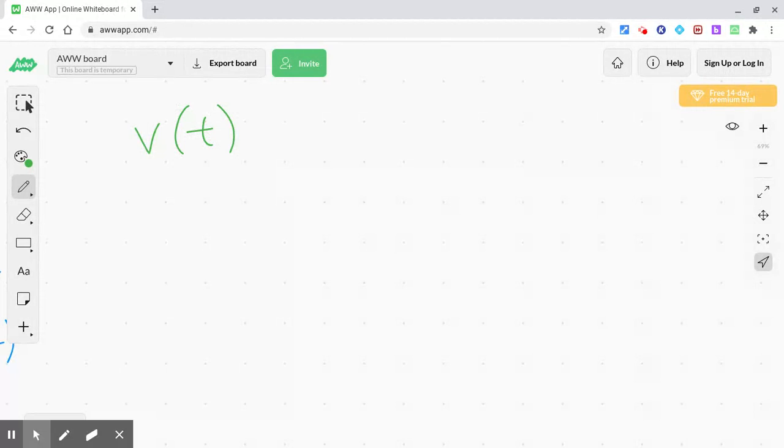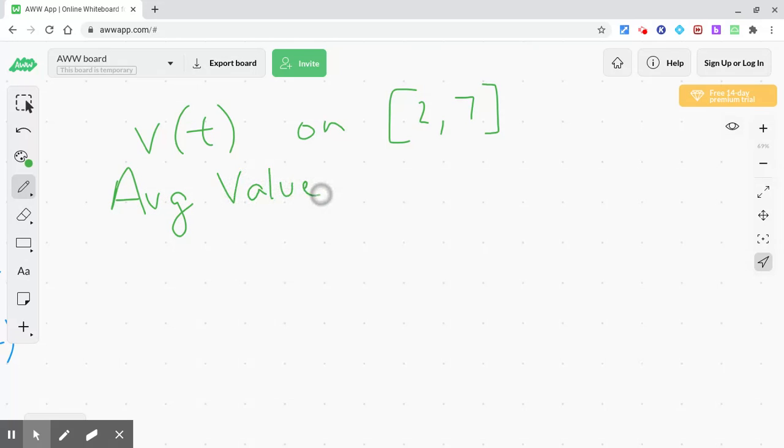And we'd like to find the average value of v of t on the interval from 2 to 7, just because. And we'd like to find the average value. We want to know the average outputted velocity. And we are given a velocity function.